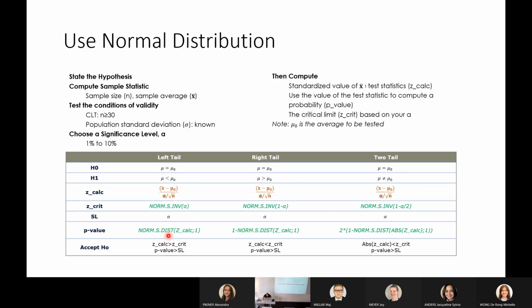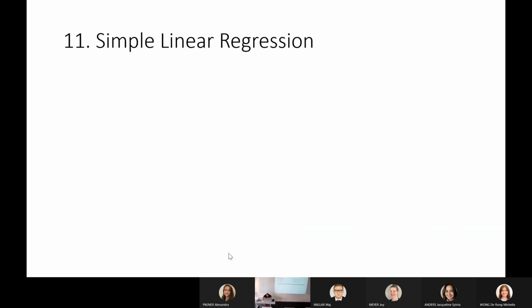Then the process for the normal distribution is just to calculate the z-calc and z-crit. You actually have 2 options, right? The first one is z-calc and z-crit. We accept the H0 when z-calc is higher than z-crit for the left tail. For the right tail, the opposite, and for the two tails, when the absolute value of z-calc is lower than z-crit.